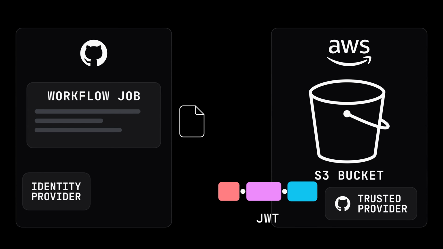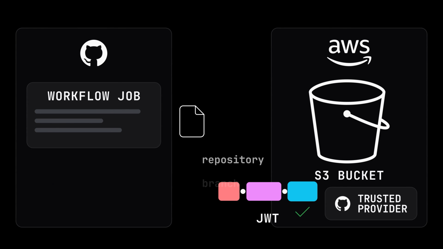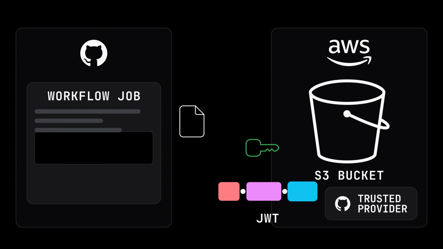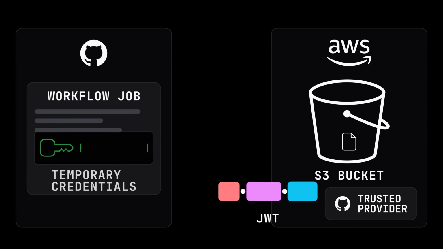So once AWS receives your workflow's token from GitHub, it fetches the public key from GitHub's JSON Web Key Set endpoint and verifies the signature and other claims on the token. If everything checks out, AWS issues temporary credentials that your workflow job can then use to push the objects, and those credentials expire on their own.